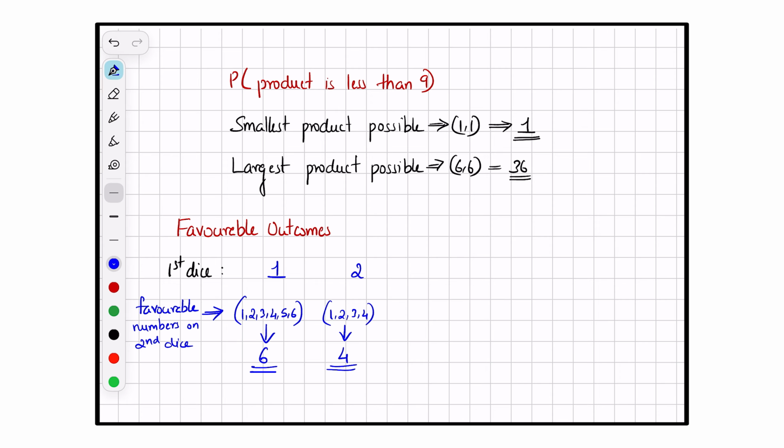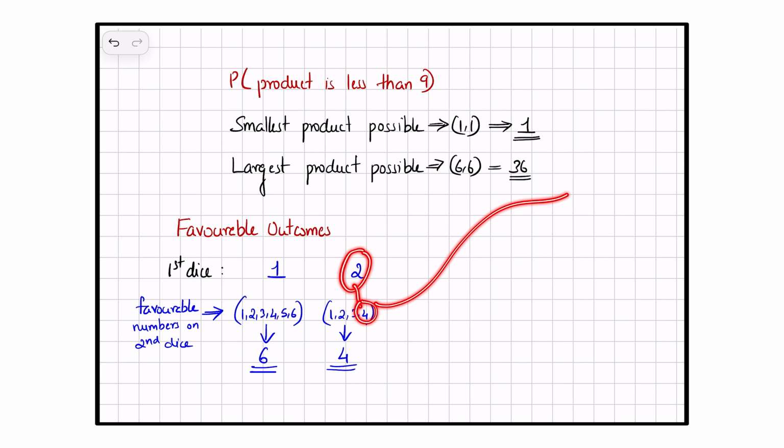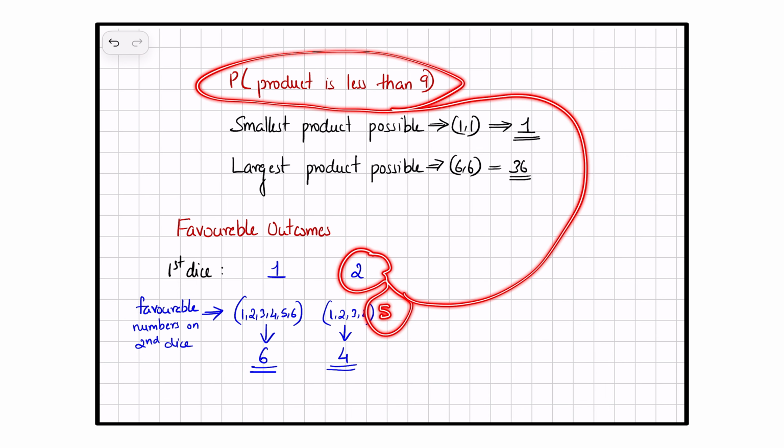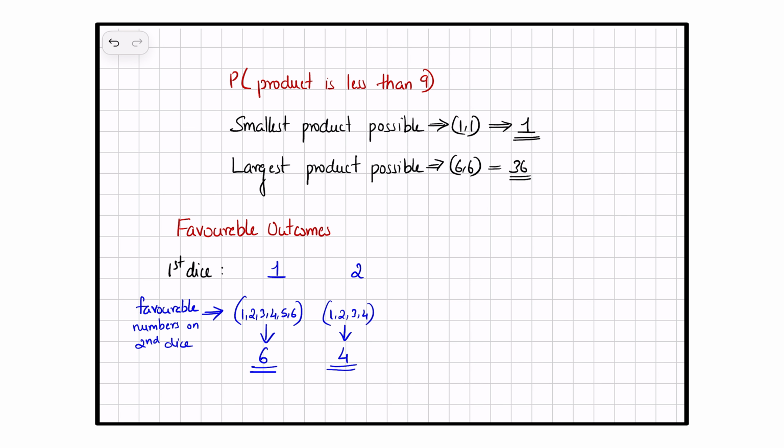Again why 4? 2 into 4 is 8 and that is less than 9, but if 5 was there, then 2 into 5 is going to be 10 and it is not less than 9. Okay, we move further. 3.